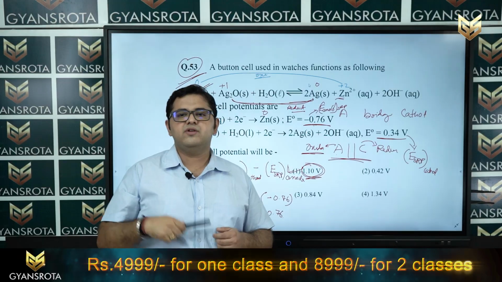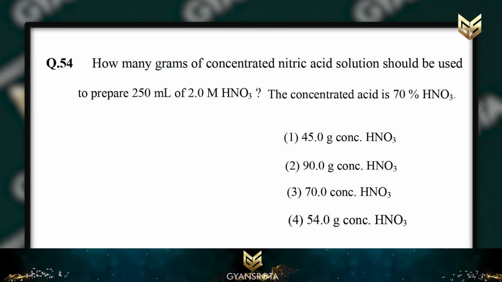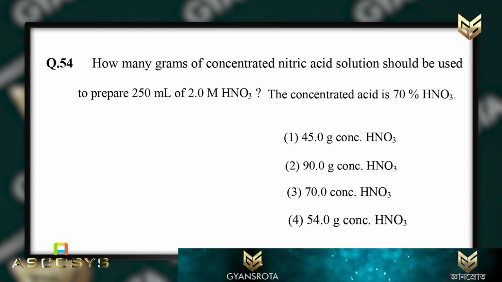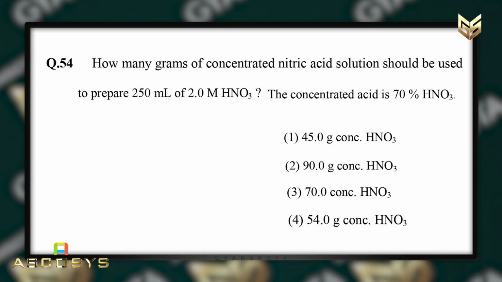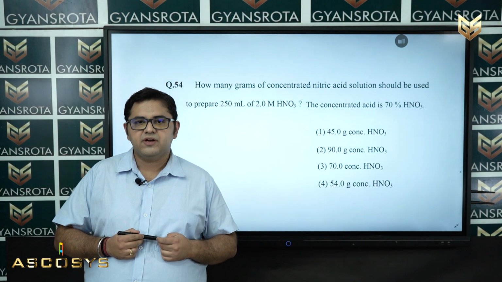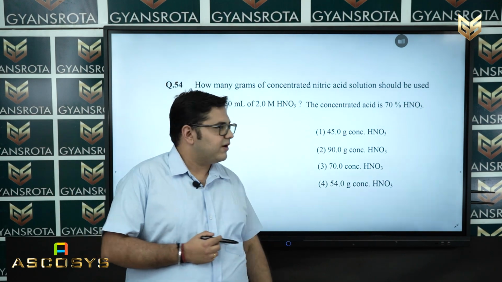So, now we are moving to another question, that is question number 54. Question number 54 is on your screen. How many grams of concentrated nitric acid solution should be used to prepare 250 ml of 2 molar nitric acid? The concentrated acid is 70% nitric acid. This question comes from your very first chapter, some basic concepts from class 11 NCERT. So, now we are moving to the solution part.